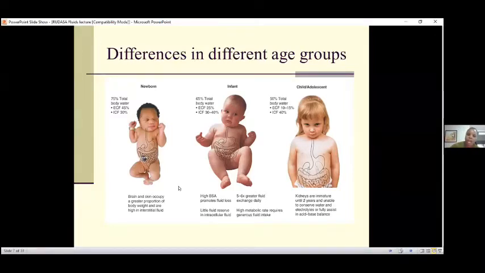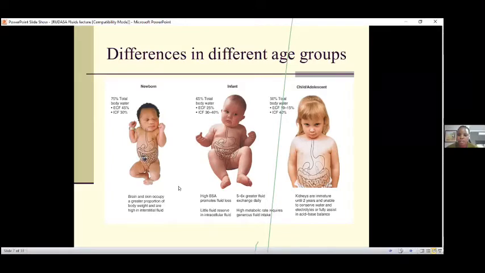And then they've got a high body surface area, which also promotes fluid loss. And then they've got little fluid reserves in the intracellular fluid. And then they are at a greater risk of losing a lot of fluid, and also have high metabolic requirements as they are growing, and they also need to have generous fluid intakes. Then as they grow older, the total body water drops to about 50%, extracellular being 10 to 15% as compared to intracellular, which is 40%.